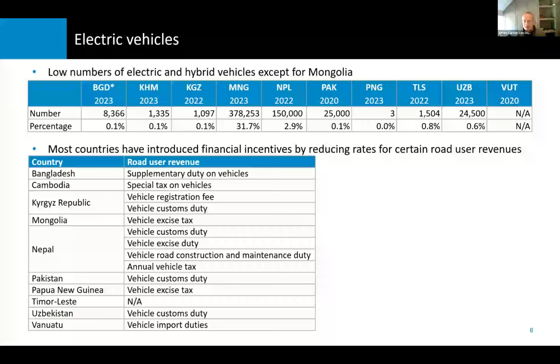Now, even though these percentages are still very low at the moment, we do see that most of the countries have introduced financial incentives to promote the purchase and operation of electric vehicles. So these are usually lower rates on different duties and taxes and fees that vehicle owners have to pay. And there's a list there, and more detail is, of course, provided in the report.